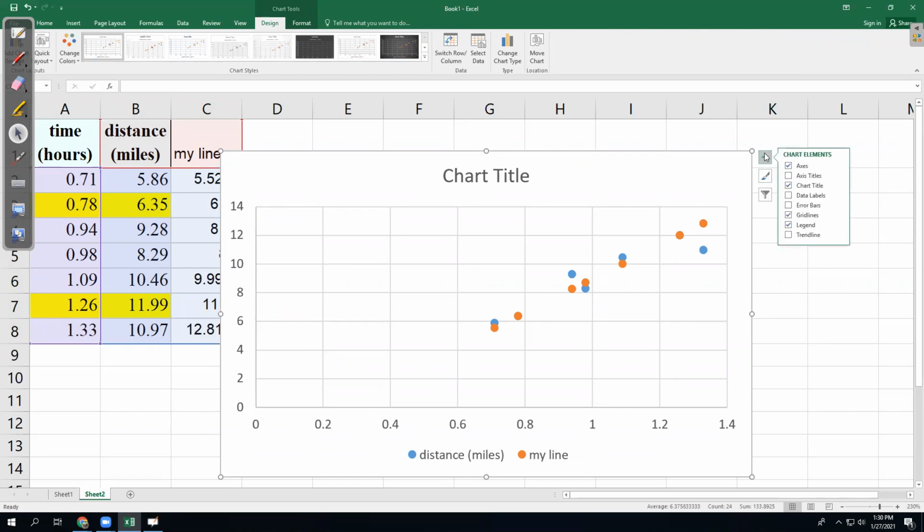Sort of. I think I need to click the point first. Yeah, click the point, and I think then hit this trend line option. There we go. And then it draws the line through my points there.